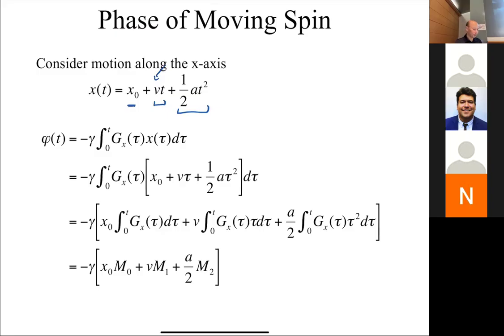So what we can do is replace this x of tau with this expression here, and then we just plug it in. We're essentially multiplying the gradient by this expression for the position. And you'll notice we get a few terms. One term is what we were very familiar with, which is just the area under the gradient. That's where the spin refocuses and that area goes to zero, and this tells us where we are in k-space. That integral is called the zeroth order moment.